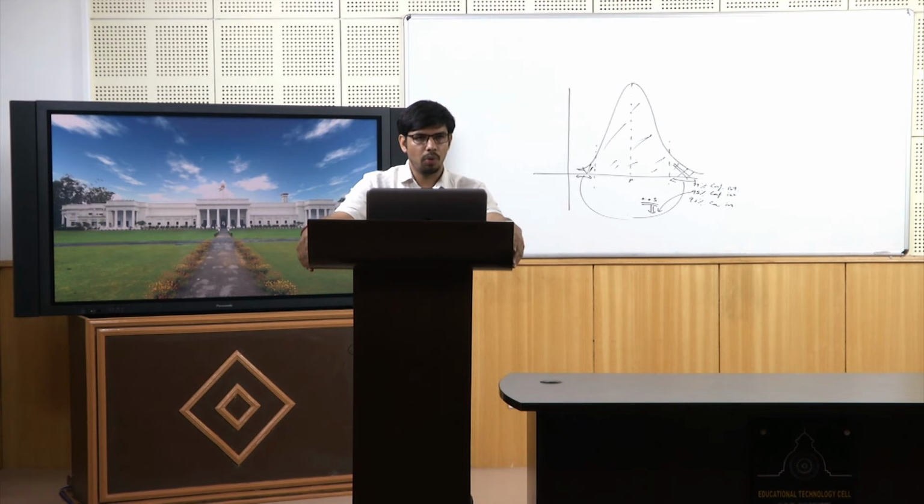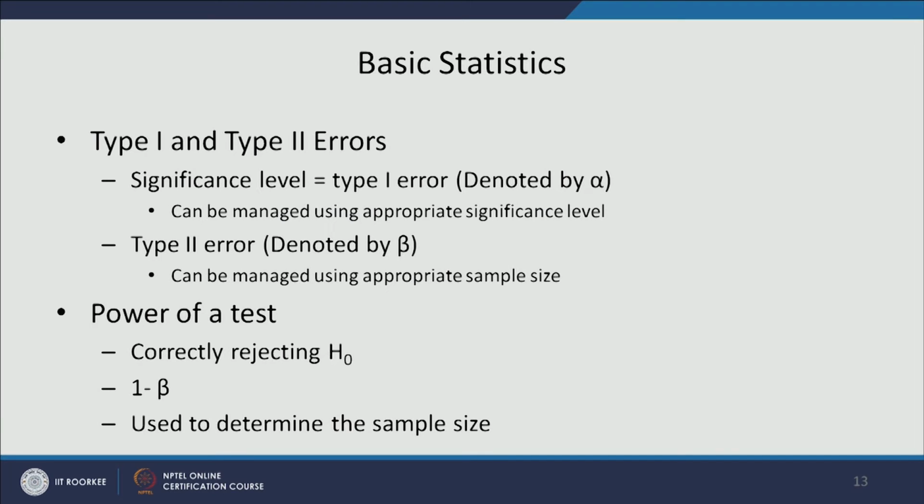Now, how do we overcome the problems related to type 1 and type 2 errors? For type 1 error we can look at the significance level, denoted by alpha. We can manage this error using an appropriate significance level. If we reduce alpha, then there is less chance of making a type 1 error.